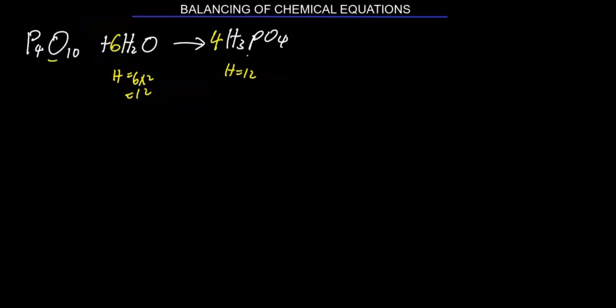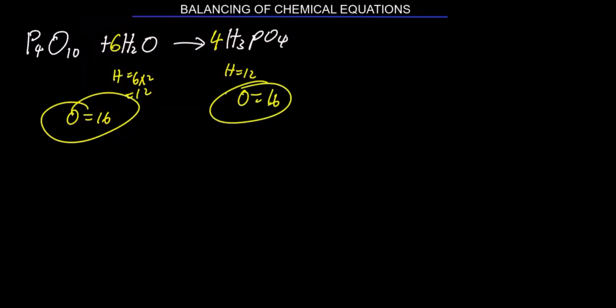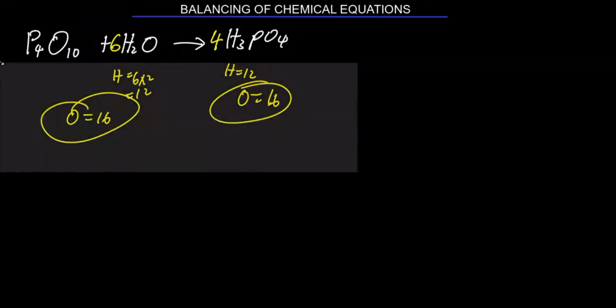Coincidentally, it balances by itself. I have 10 oxygen here and 6 oxygen here, so altogether oxygen is 16. Here, 4 times 4 for oxygen is 16. You can see oxygen is balanced by itself. So that's how to balance a chemical equation by the inspection method. Let's take a look at another problem.